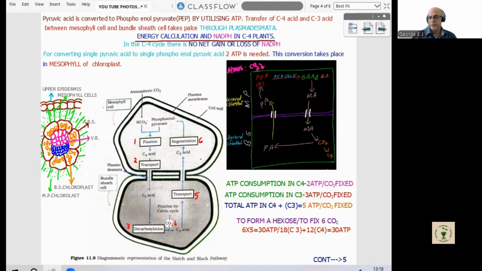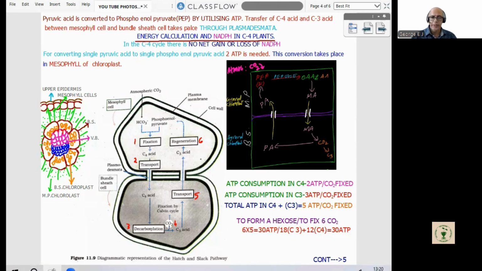For 6 carbon dioxide, 6 into 5, 30 ATP. How does that 30 come? 18 in the C3 part, 12 in the C4 part. So total 18 plus 12, 30 ATP in the complete C4 cycle to form a hexose, or to fix 6 carbon dioxide. So this is a very famous question. Sometimes plant names will be given and asked how many ATP.